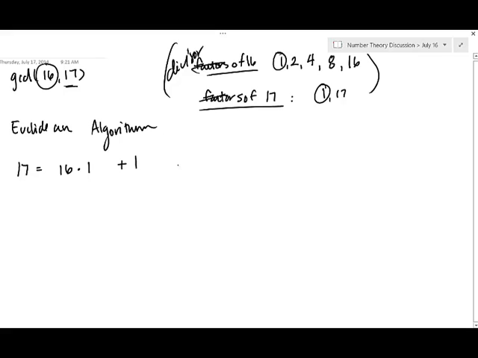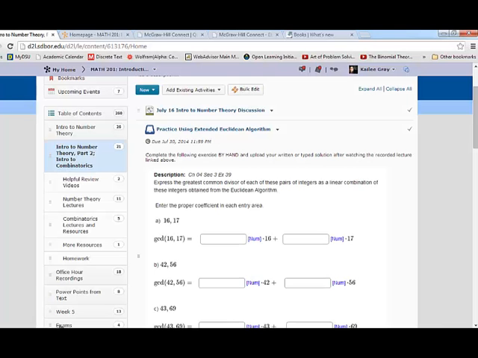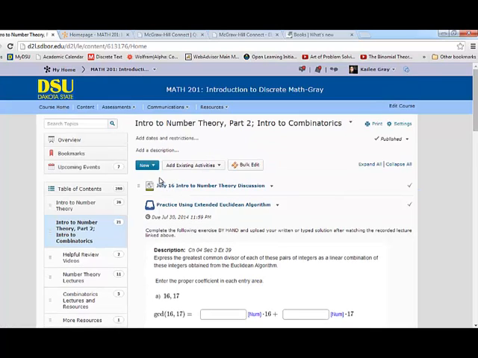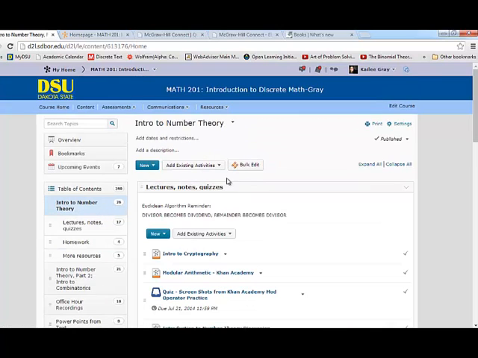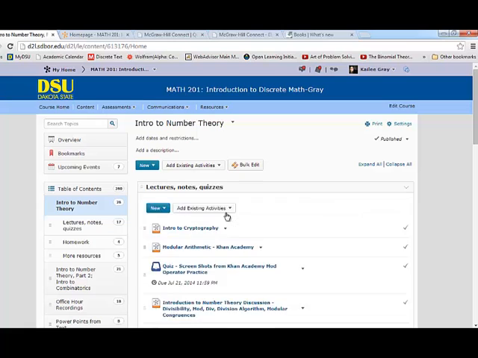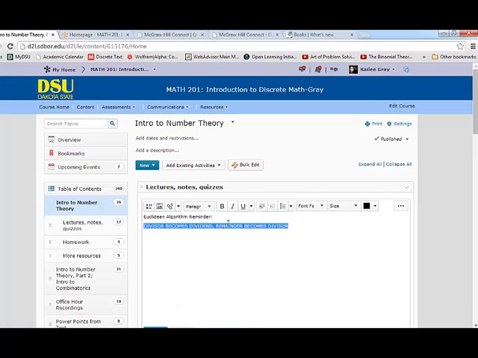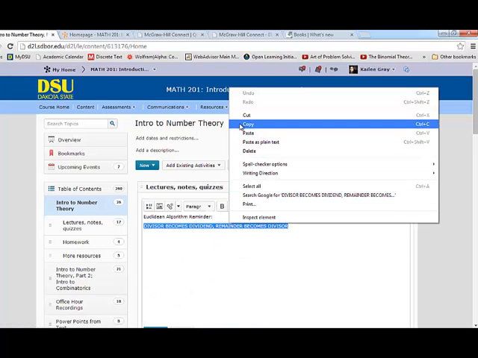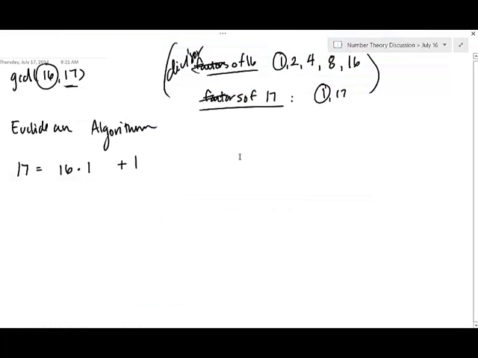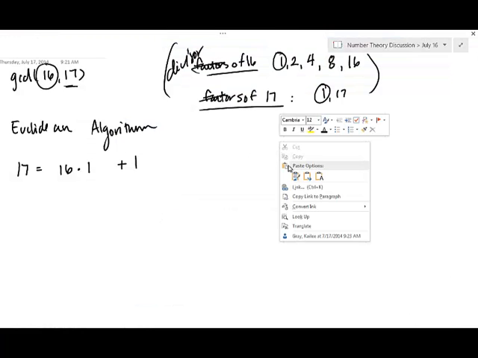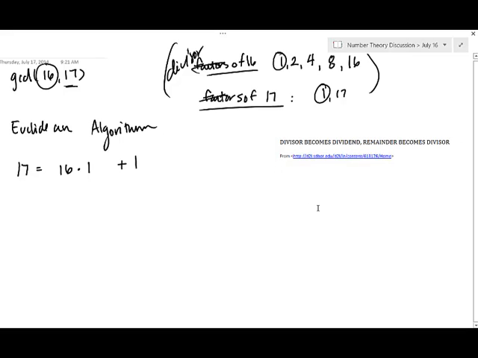Okay, so this one's kind of boring, right? It's only got one swoop. But like I tried to emphasize here, in this process, divisor becomes dividend, remainder becomes divisor. Just keep repeating this to yourself every time you swoop through, and that'll help you remember this process. Divisor becomes dividend.